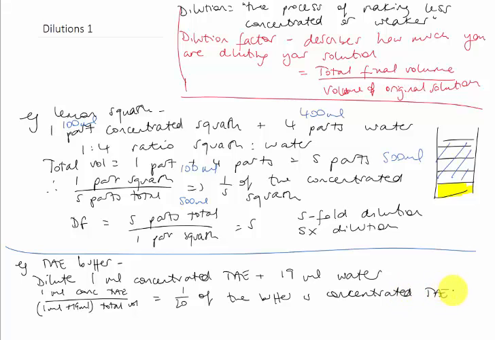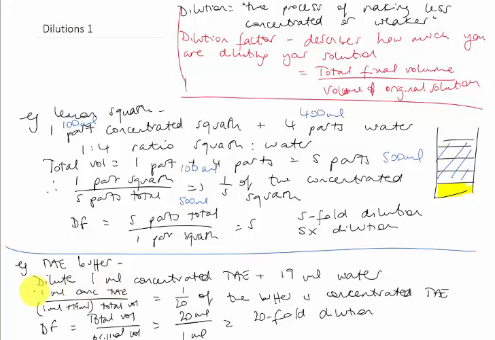and then our dilution factor is the other way around, so dilution factor is equal to the total volume over the original volume. So that is 20 mils over 1 mil, so that means we've got a 20-fold dilution. So there we're doing it with actual volumes rather than just with this nebulous 1 part this, 2 parts that.